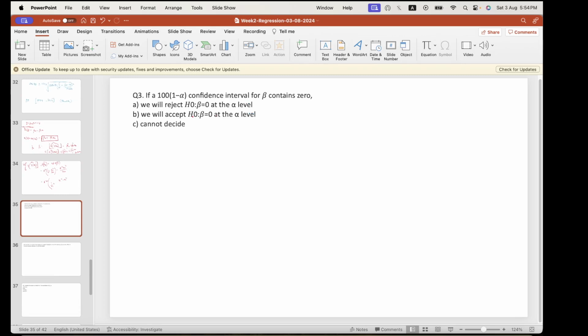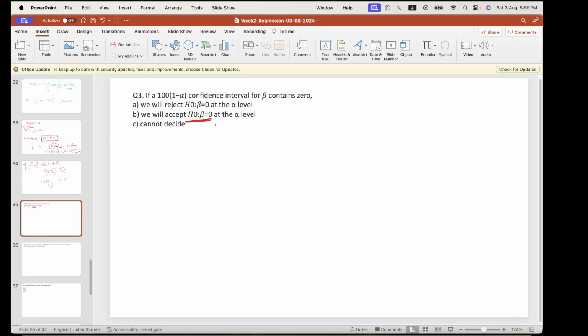Alright, this question says that if the 100 into 1 minus alpha confidence interval for beta contains 0, then what should we do? Should we reject h naught beta equal to 0 at alpha level, or should we accept h naught beta equal to 0 at alpha level? So what do you think we should do? If, let's say, the 95% confidence interval for beta is containing 0, it means that we are 95% confident that 0 will lie within these bounds. So if 0 is lying within this bound, then we will accept h naught beta equal to 0.